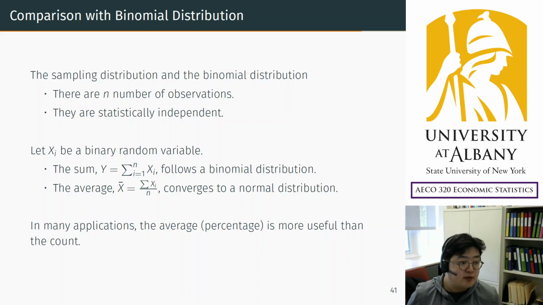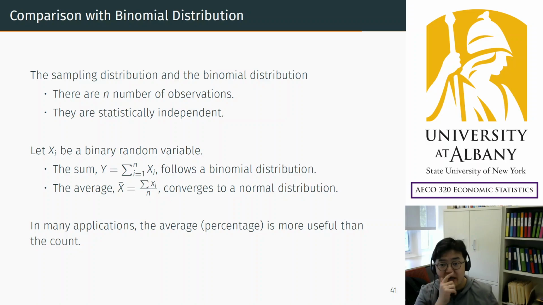Okay, so this is the last video for chapter 7. We are going to compare the binomial distribution with the central limit theorem normal distribution, because the binomial distribution can be understood as a kind of sampling distribution.